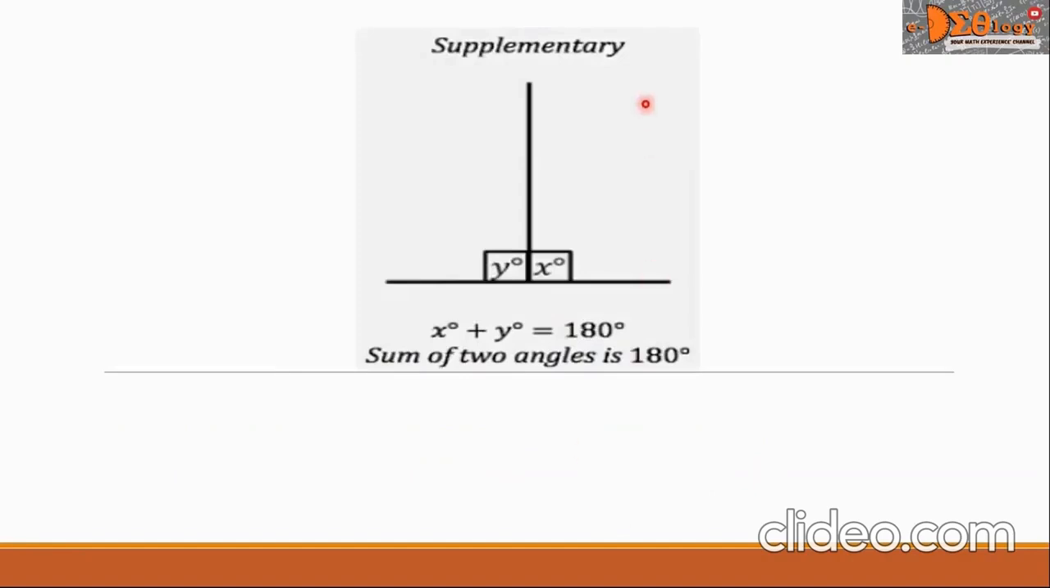The next group is supplementary angles. These are two angles whose sum is 180 degrees.